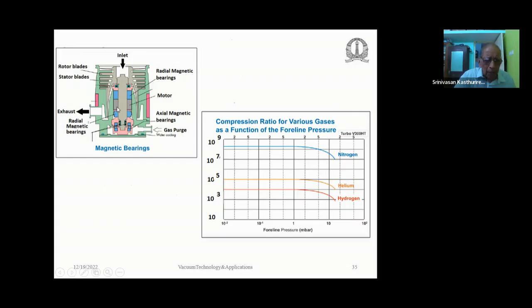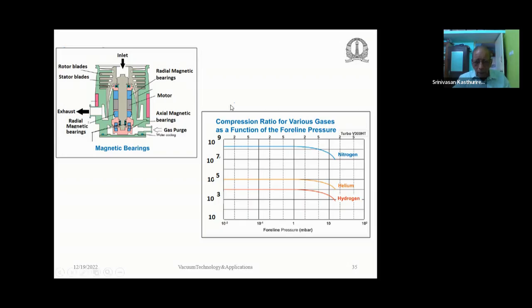There are two sets of bearings which are used. One is called the radial magnetic bearings, and then axial magnetic bearings are used, so that the system is quite stable. Especially since you have very high rotational speeds and very small clearance gaps, you require very precise alignment of the rotor and stator blades.